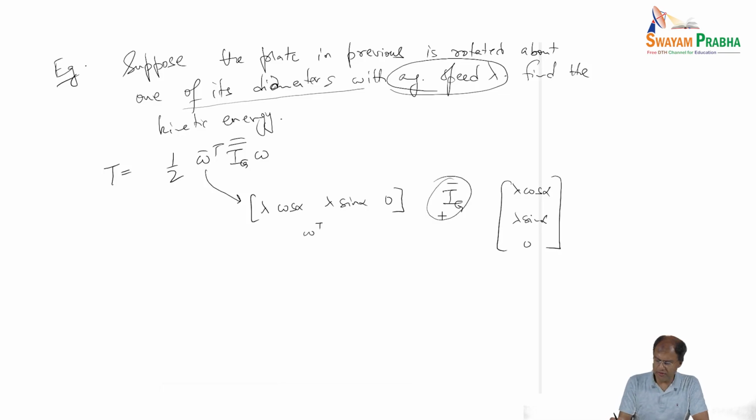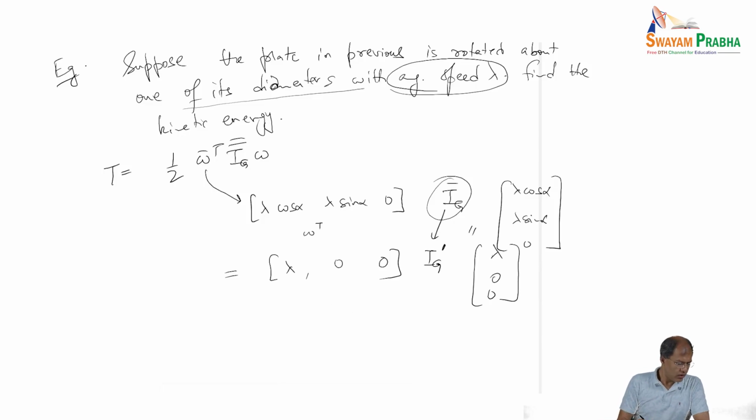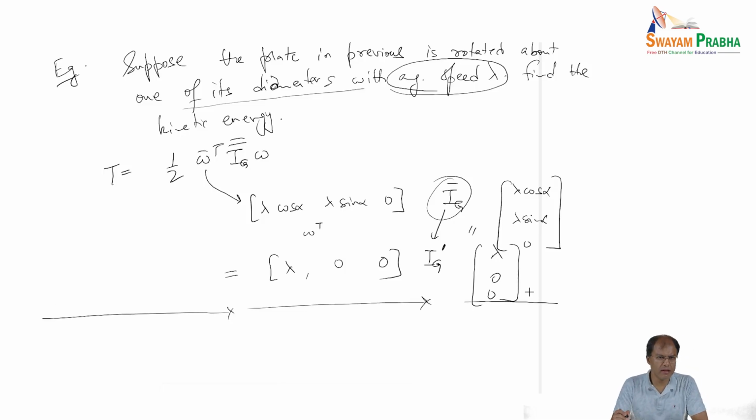Or alternatively, we could use omega as lambda, 0, 0, that is along the rotated axis, and then my moment of inertia will be replaced by Ig prime, that is along the rotated axis, and the answer will be the same as before. Okay, so the question now is, how about finding the principal axis of rotation?